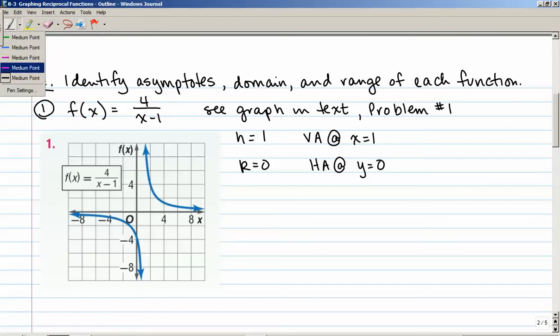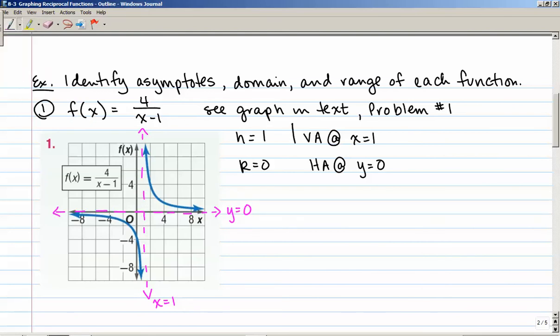And let's take a look at that on the graph. I'll just go ahead and write over this. So this is where my vertical asymptote would be. That's the line x equals 1. And I have a horizontal asymptote right here, which, yes, it is the x-axis, but it is also the line y equals 0. So those are my two asymptotes.